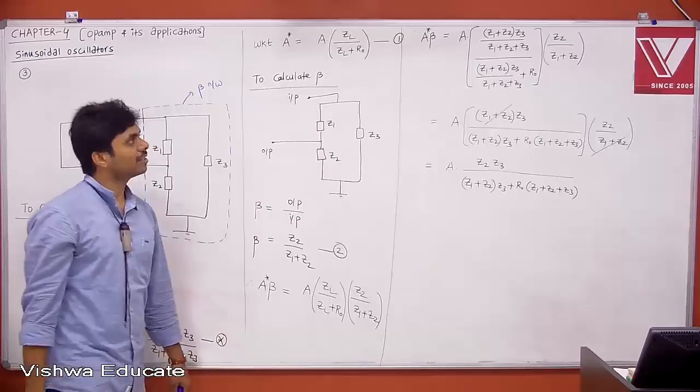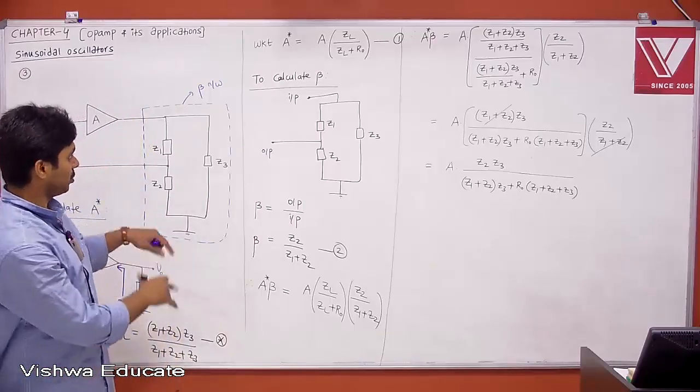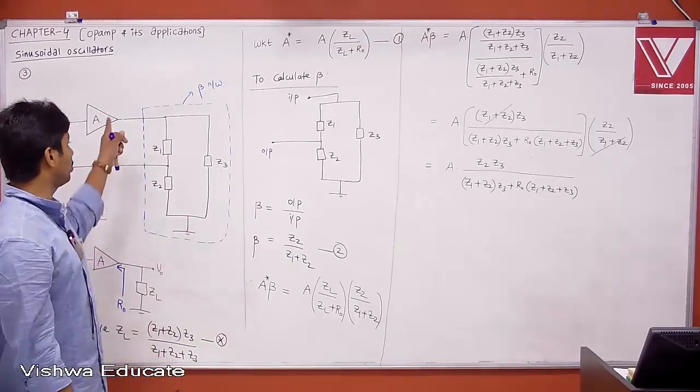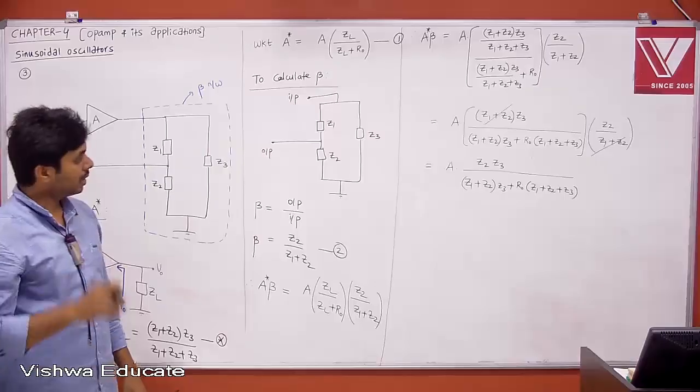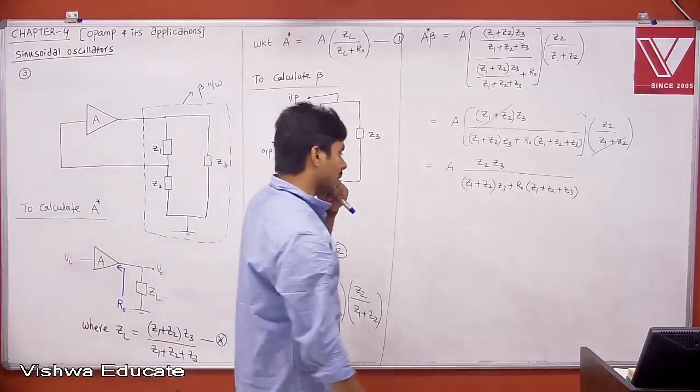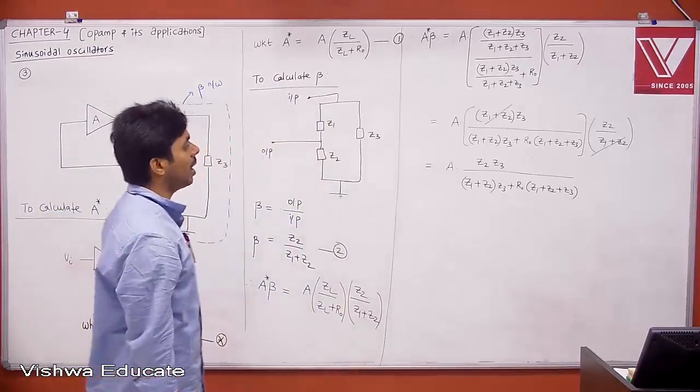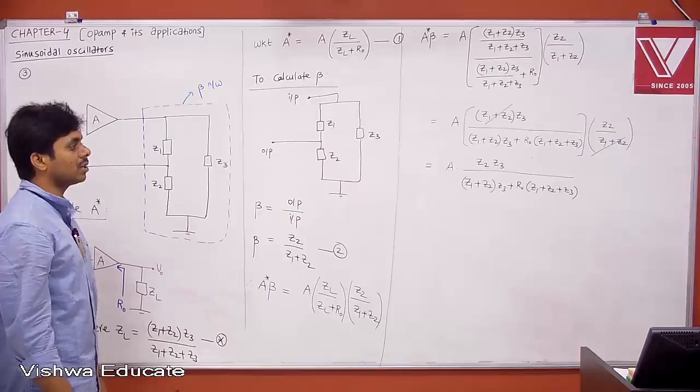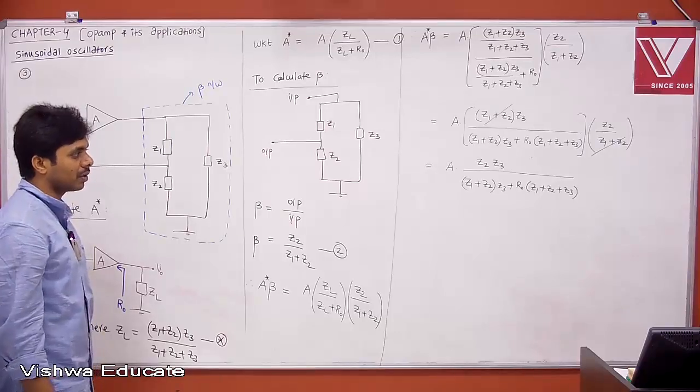This is the equation after substituting everything, considering the output impedance of your op-amp, right? This is what it is, okay? Therefore, this is Z2 Z3 by Z1 plus Z2 into Z3 plus R0 into Z1 plus Z2 plus Z3, okay?